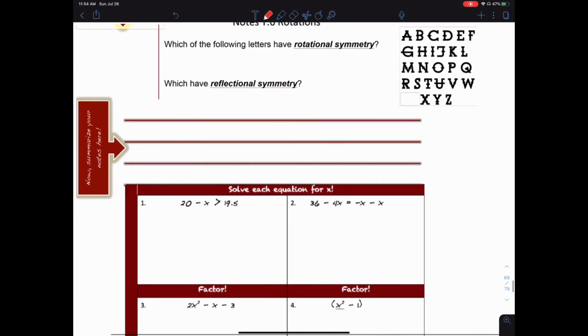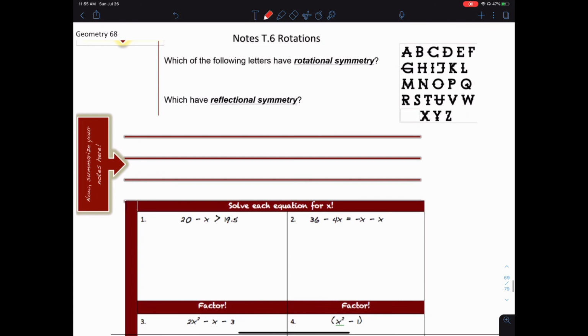Which of the following have rotational symmetry, which have reflectional symmetry? Let's not do all of these because that will take forever. Let's name 3 and 6. So rotational symmetry, H certainly has it, I certainly has it, N certainly has it. We could name more, I guess. O, S, X, and Z. Those are all the ones, I believe.